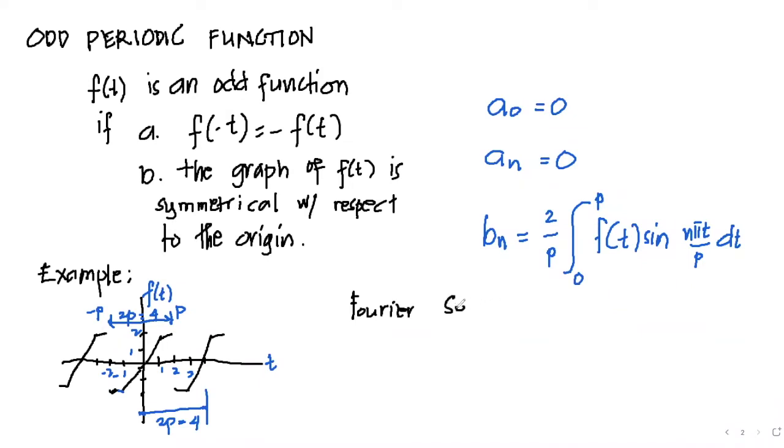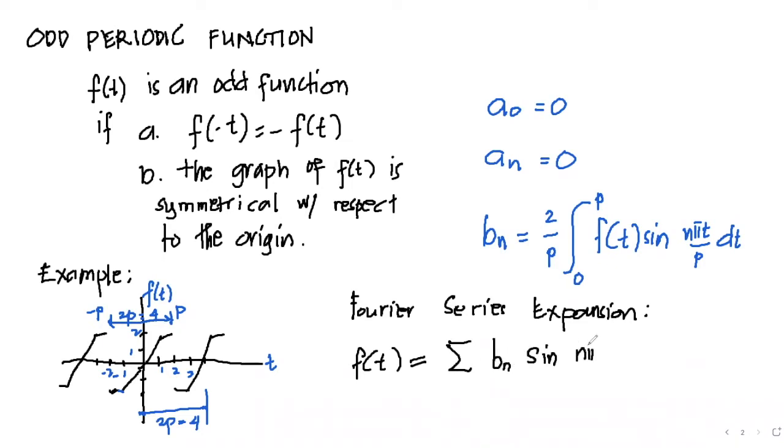Since we don't have values for a sub 0 and a sub n, our Fourier series expansion is f of t equals the summation of b sub n times sine of n pi t over p. N is from 1 to infinity. And we can also call this Fourier series expansion as sine series expansion. Now let's have the first example.